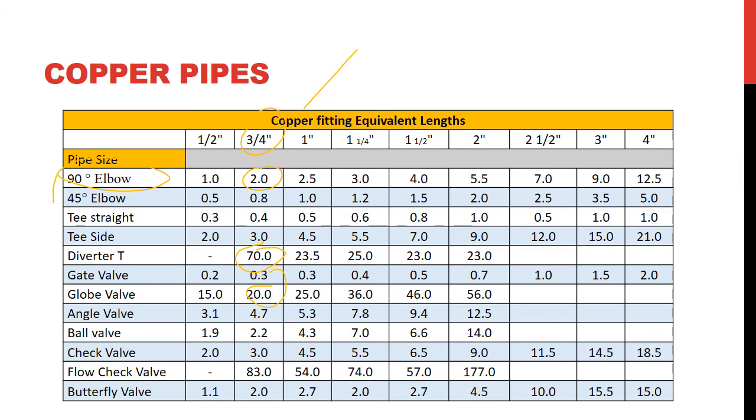So it's a complete direct lookup for the number of elbows you have. So one elbow will be 2 feet. So if I have 3 90-degree elbows, that will equal 3 times 2, which equals 6 feet in length. Equivalent length. That's what they call equivalent length.